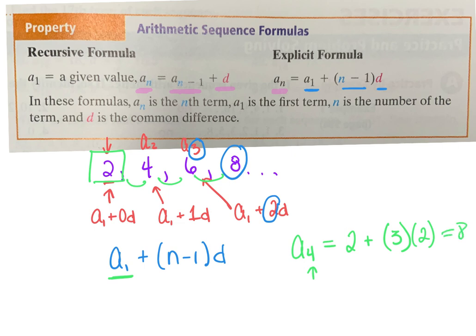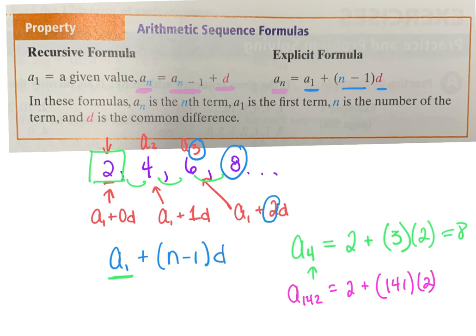So if I wanted my 142nd term, what would I do? Well, recursive would be a pain, right? Explicit here, though, I'm going to say 2 plus 141 times 2. And that would be my 142nd term. That's explicit. That's the difference between recursive and explicit. Recursive requires the term in front of it to find the term you're looking for. Explicit says, hey, all I need is the first term and that common difference, and I can give you any term in the sequence. All right?